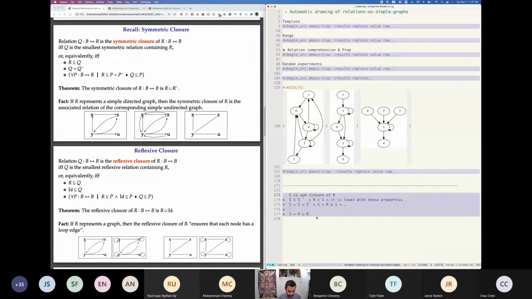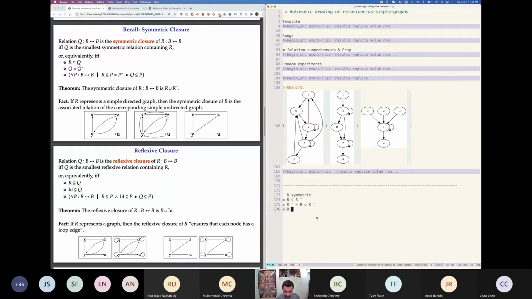But here's another proof. So what does it mean to be symmetric? It means that for every arrow going one way in your graph, there's an arrow going in the opposite direction, right? So R is symmetric means that R is contained in R converse, right? But this is the same thing as saying R is equal to R union R converse, right? So you can phrase it like this.